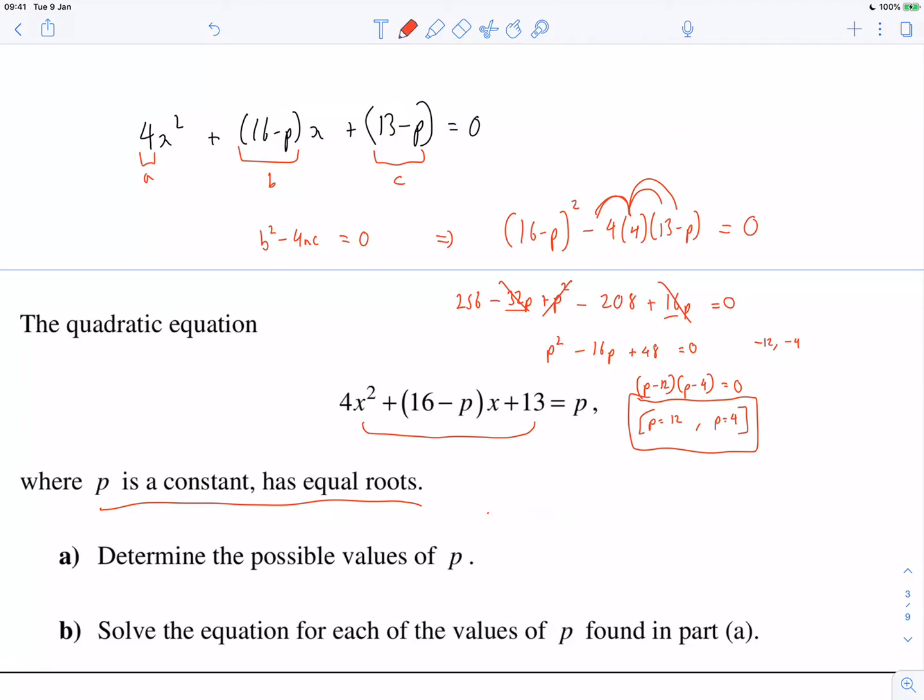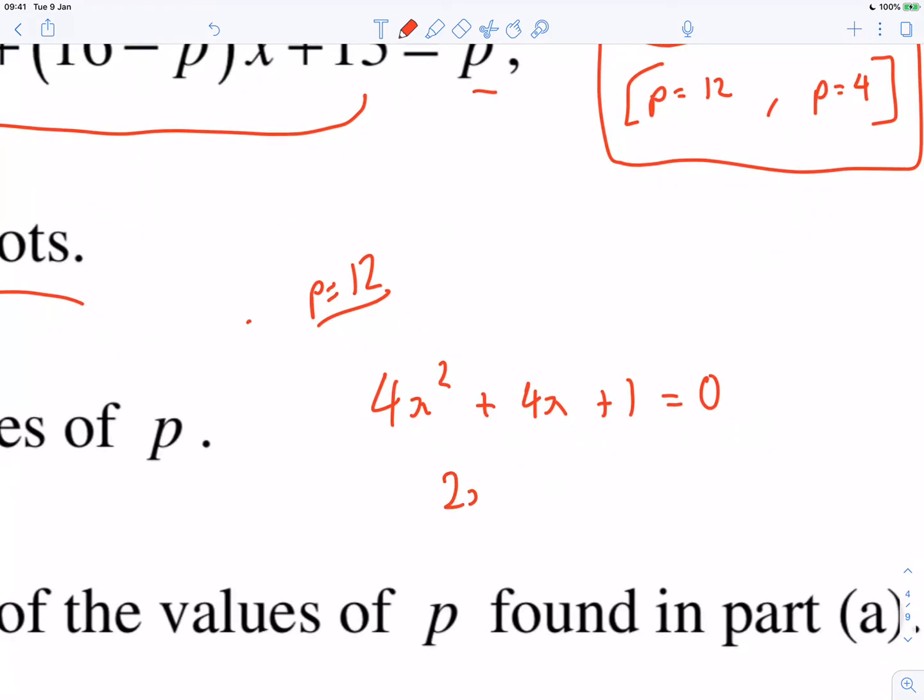So first one, we're going to have 4x squared plus, and let's do the case when p equals 12. 16 minus 12 is 4x, plus 13, but then minus 12, 13 minus 12 becomes plus 1. And if you think about it long and hard, I think that's going to be 2x plus 1 all squared. Because 2x times 2x is the 4x squared, 2x times 1, double that, is the 4x, and 1 times 1 is 1. That equals 0. So that means 2x plus 1 is 0 repeated, so then x equals minus a half.